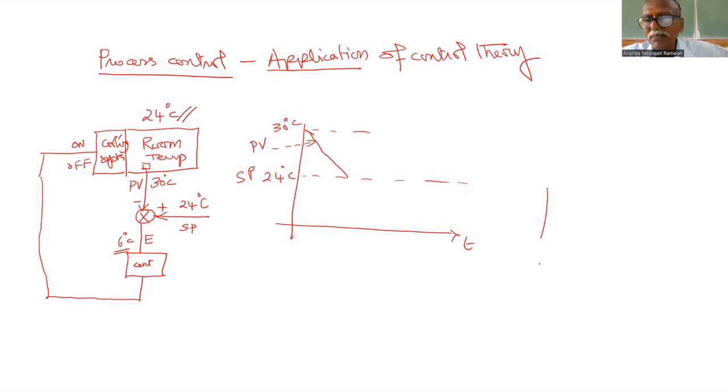Here in the cooling system, let us assume some element is there. Let it be, that is a mechanical system. We need not bother about it. This is cooled down by some circulating system. The room temperature, the room is here.